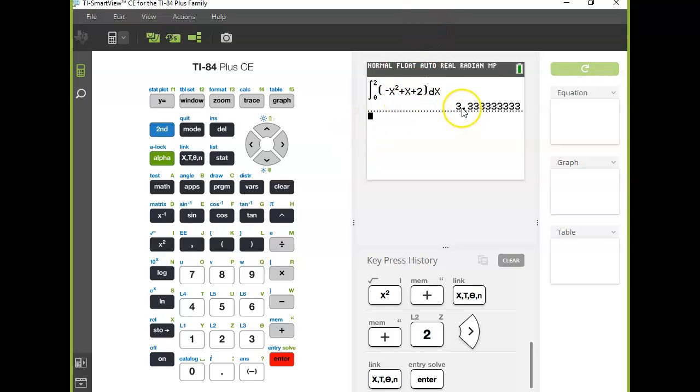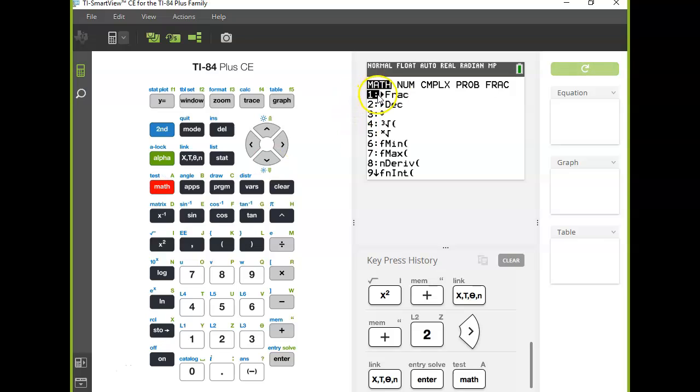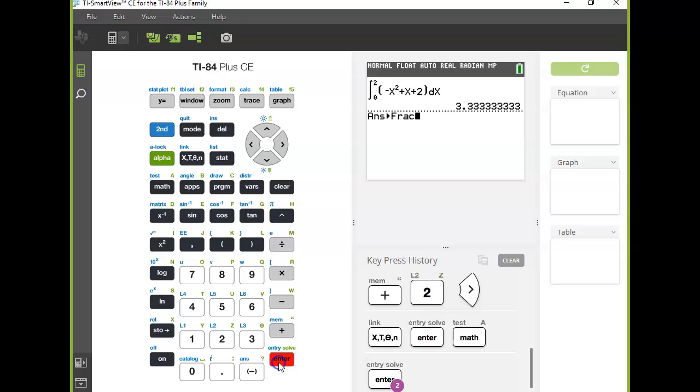So this is what I got. I got 3.3 repeating. But what if they want me to answer as a fraction? In that case, take your answer, go math, option 1. Turn it back into a fraction, and there it is, 10/3.